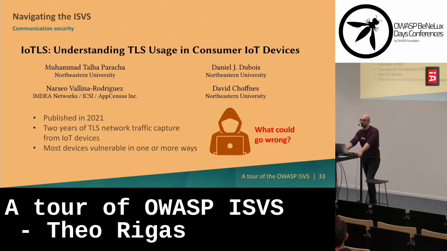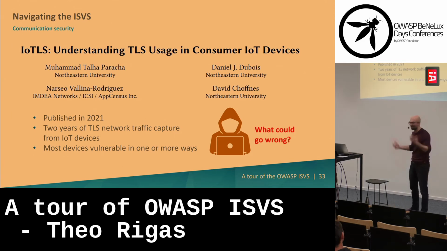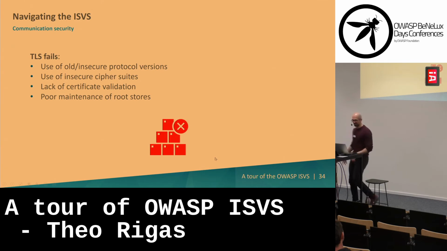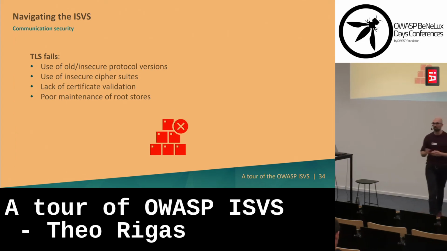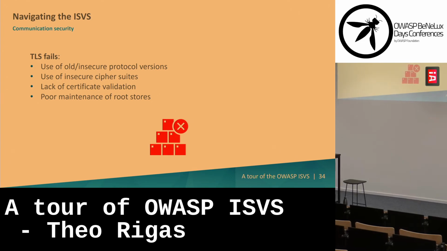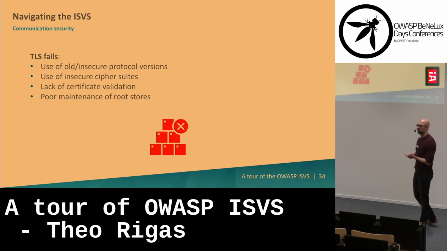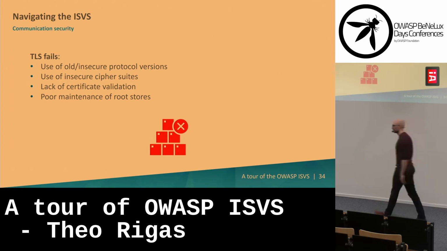Yes, in general, yeah, but any specific attacks in mind? Yeah, man in the middle is a good example. So this is what the researcher found. A lot of devices used insecure protocol versions, but even worse than that, insecure cipher suites. Notably lack of certificate validation, which means that the device would accept any certificates, it didn't really care who signed it or if it was signed at all. And also poor maintenance of the device root store, which means that they found some compromised CA certificates in the root stores of the devices.